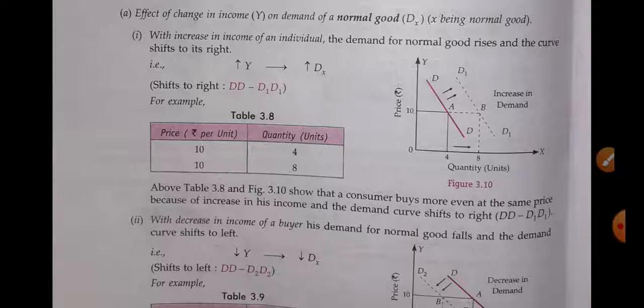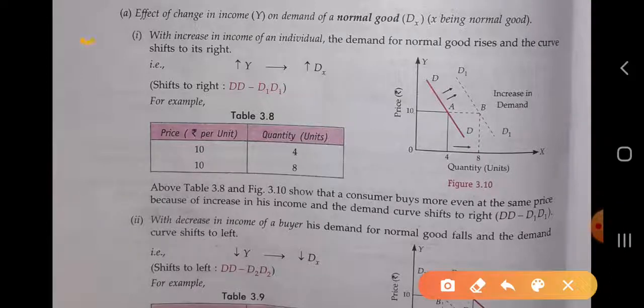So now in today's class we have to study the effect of the change in the income of the consumer, whenever the income of the consumer increases, as well as whenever there is a decrease in the income of the consumer. So the first condition is here, A.